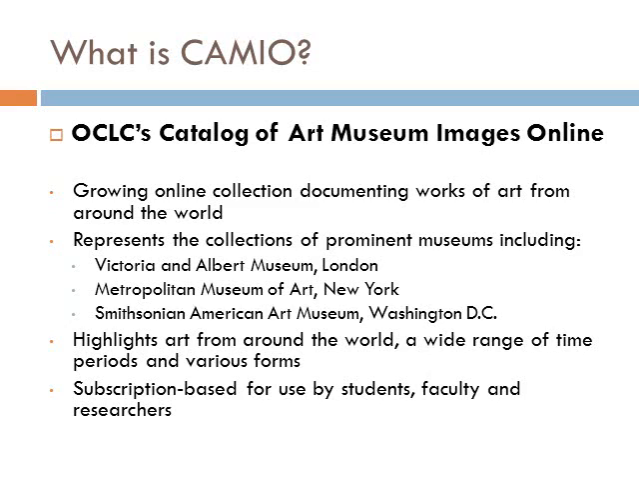It is a growing online collection that documents works of art from a selection of prominent museums, such as the Victoria and Albert Museum in London, the Metropolitan Museum of Art in New York, and the Smithsonian American Art Museum in Washington, D.C. The images included in the database cover a wide range of art from around the world, from prehistoric to modern times, and also a variety of artistic forms, such as paintings, photography, sculpture, and textile art, to name a few.